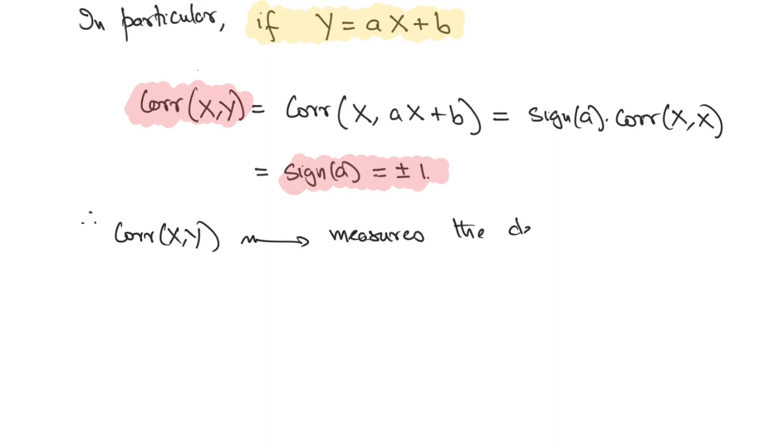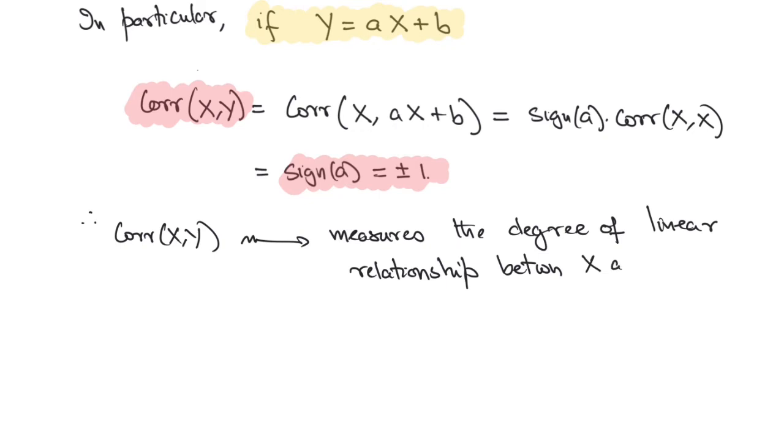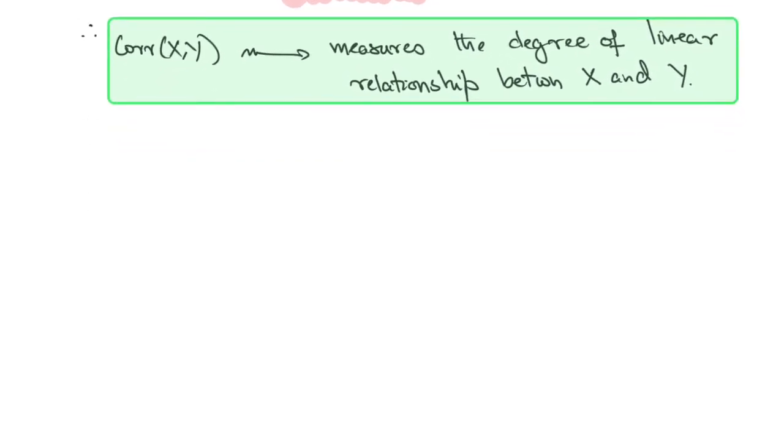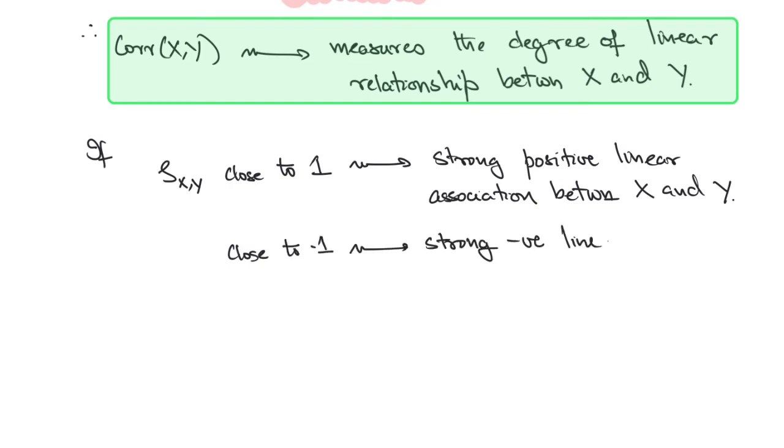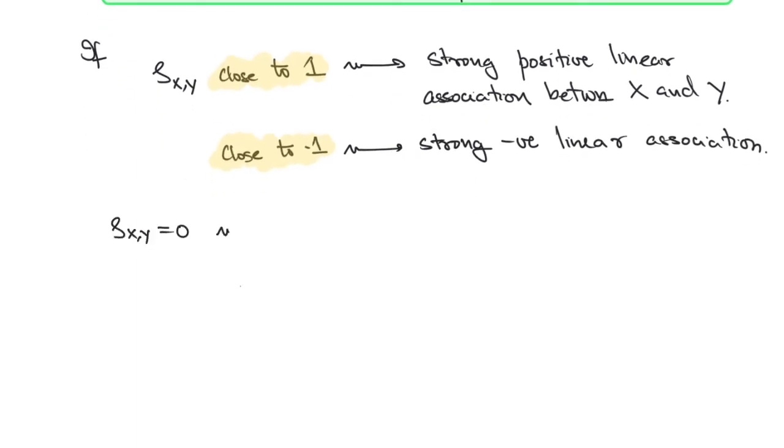This is to say that the correlation coefficient measures the degree of linear relationship between the random variables x and y. If the correlation coefficient is close to 1, we can assert that there is a strong positive linear association between the random variables x and y. And if the correlation coefficient is close to -1, we can assert that there is a strong negative linear association between the random variables x and y.